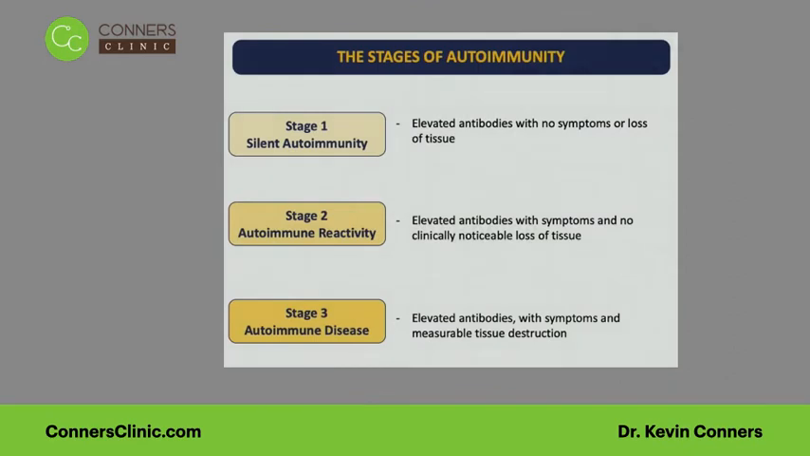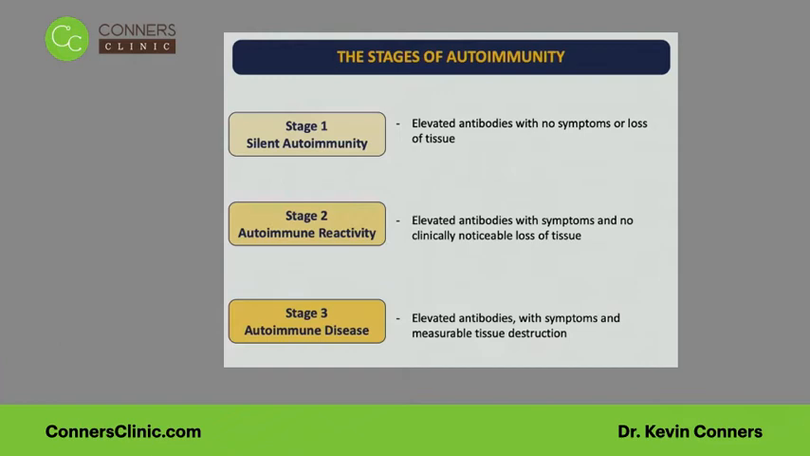So, stages of autoimmune disease. It's important to understand this. The three different stages. First is silent autoimmunity. You don't know that you have autoimmune disease. You don't have any symptoms. You have no tissue destruction. But if you do a blood test, you show elevated antibodies to self-tissue and yet still not have any symptoms or loss of tissue or damage or anything like that. And we'll explain as you go, as you understand the immune system, how that is even possible.